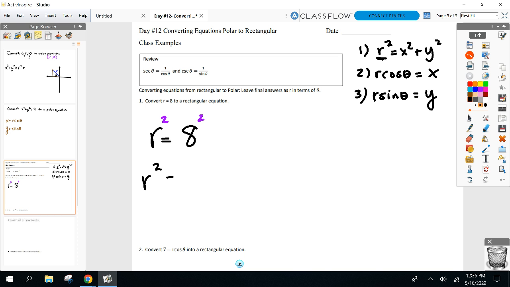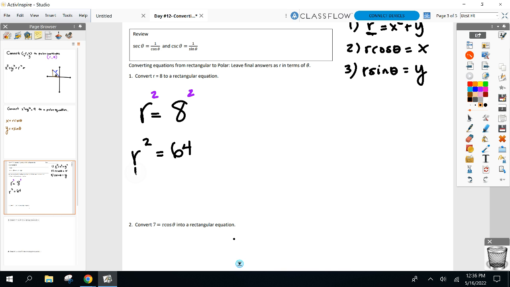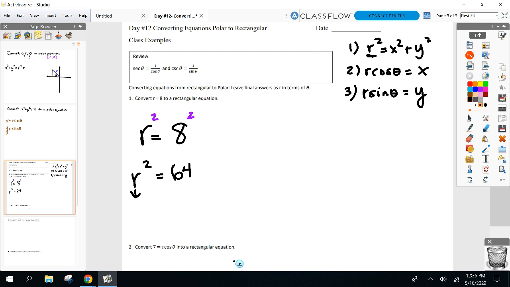R squared equals 64. Is there something to plug in for r squared? Yeah. All right, let's plug it in then. What are we plugging in for r squared? What do we have up here? We wrote 3 of them. Which one's equal to r squared? What substitution? X squared plus y squared equals 64.